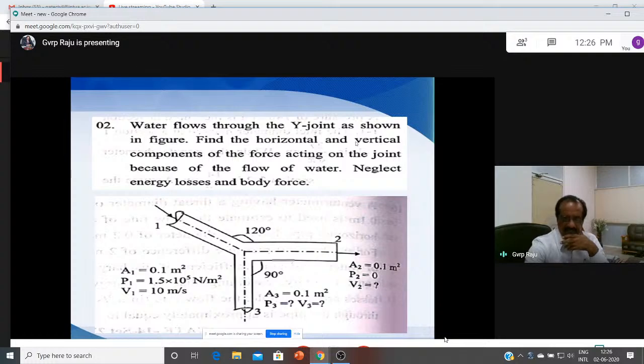Find the horizontal and vertical components of the force acting on the joint because of the flow. He has given A1, P1 and V1, and he has given A2 and P2. P2 is 0, and V2. He also has to find out the value of V2 and the value of V3 and P3. He has given A3 also. The angle is 90 here, this angle is 120.